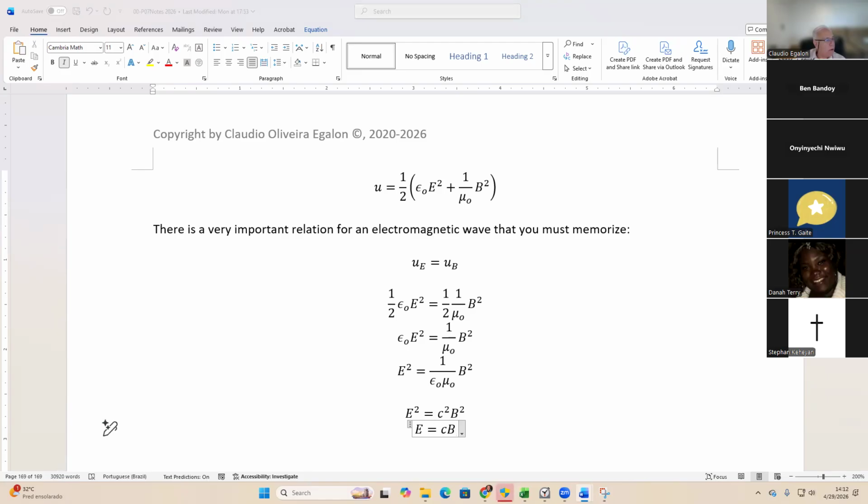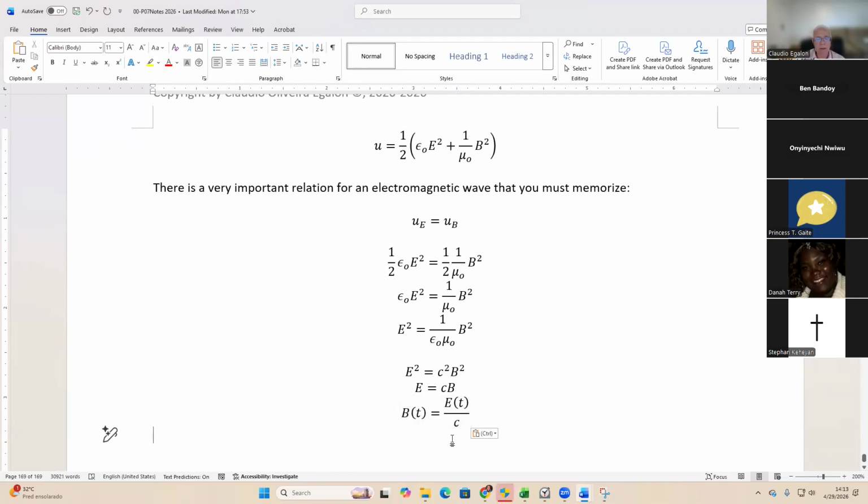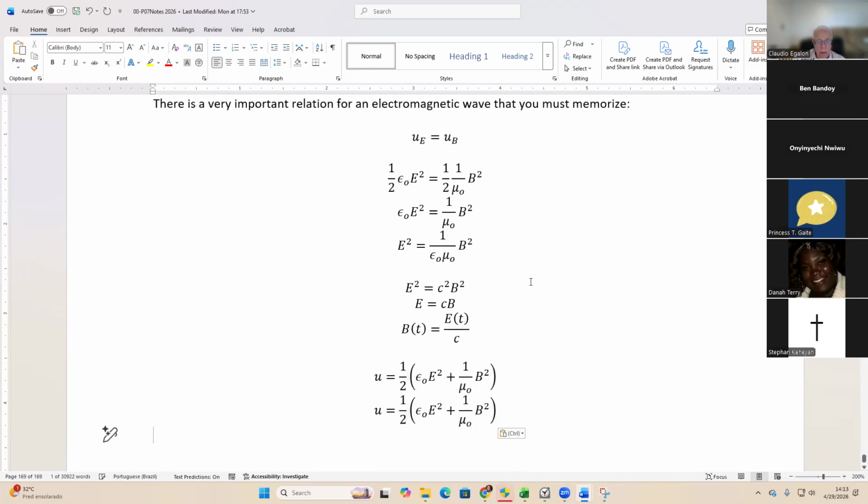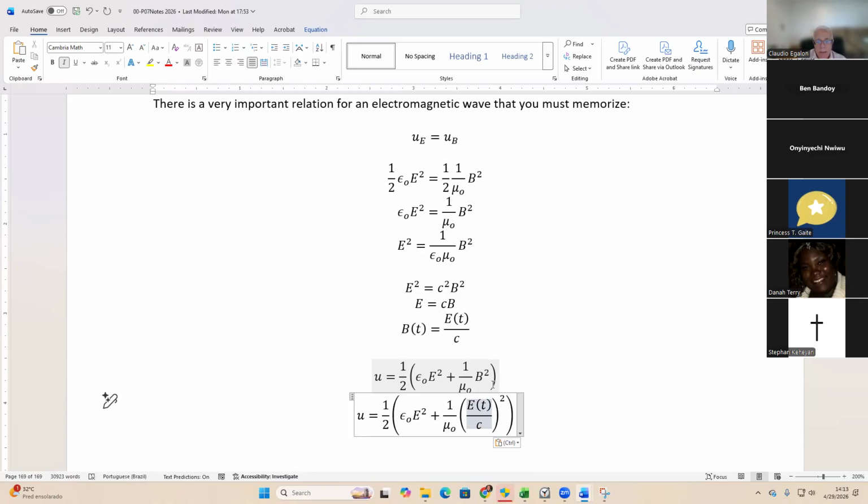And also we have this other relationship here. And when I'm talking about E, I'm talking about the E that's a function of time, right? E and B that are functions of time. Here's another way of expressing it. And now I can substitute this relationship that we got right in here. B is going to be squared, like that.